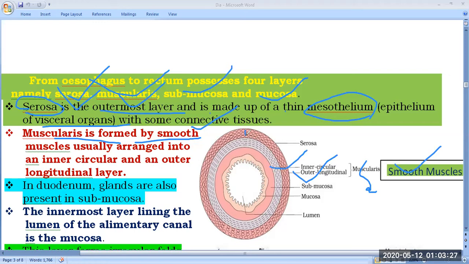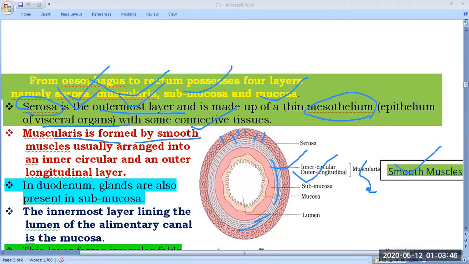Why are we saying longitudinal? Because you can see the cross-section arrangement. Here in this section they possess a longitudinal arrangement. And in the case of the inner circular, they form like this arrangement. So this is considered an inner circular and outer longitudinal.